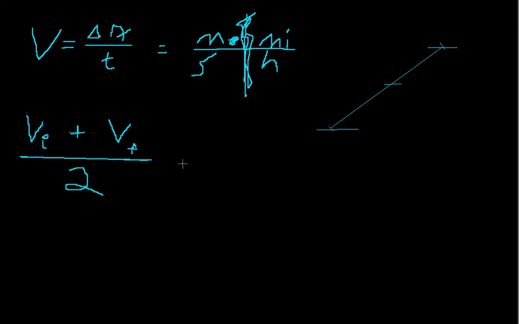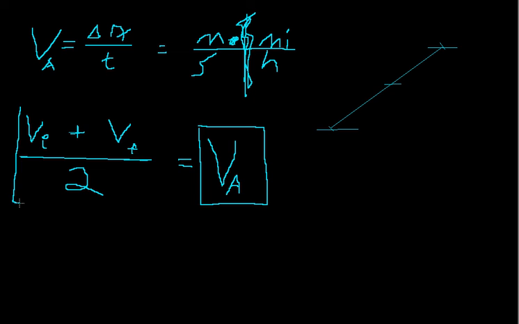So the average of the two velocities is equal to the average velocity. It sounds redundant. The average velocity is equal to the average of your beginning and ending velocities. This is kind of a semi-important formula. We'll use this to get some other equations later on in a couple other videos.